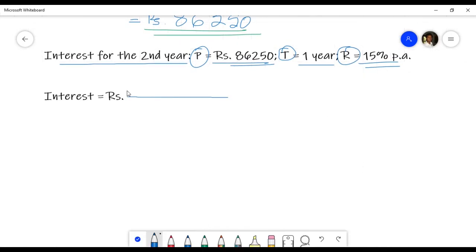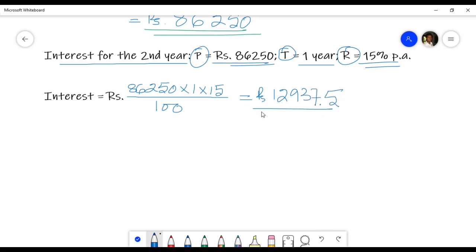Let us find the interest. Using the formula PTR by 100, we'll just replace the values. After replacing the values and simplifying it further, we will get the interest for the second year as rupees 12,937.5.